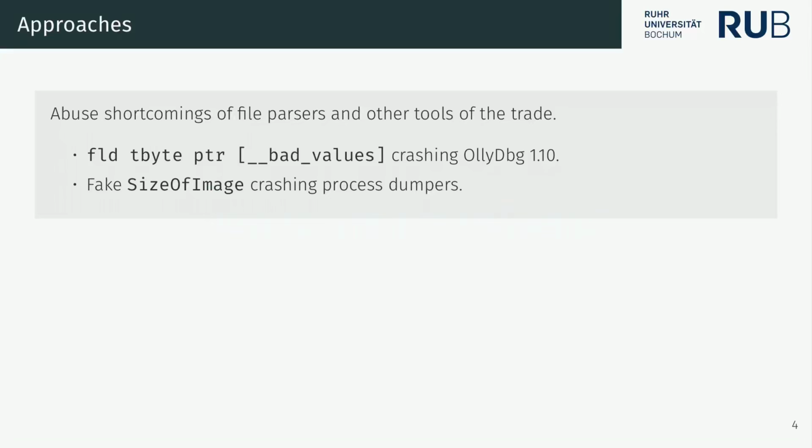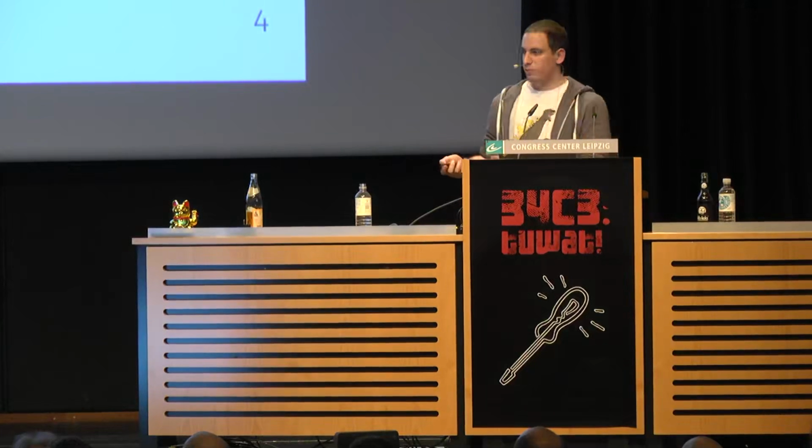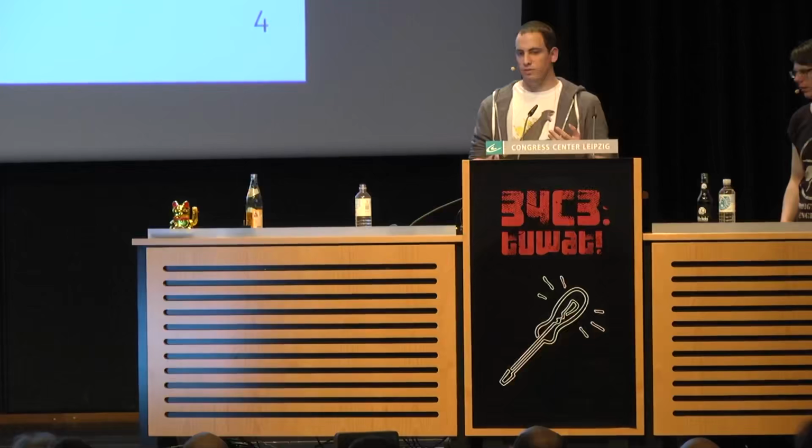Okay, how do we protect software? There are different approaches to protecting software, some better, some worse. For example, we can take a look at the software that's used to analyze programs, like OllyDbg, disassemblers, and so on. One idea that comes to mind is to abuse shortcomings of these tools. If we know OllyDbg crashes due to some code analysis issue with a specific FPU sequence, we could just issue that and make the debugger crash. Or similarly, if we get some process dumper which relies on fields of the PE header in memory, we can easily confuse it and render these tools unusable.